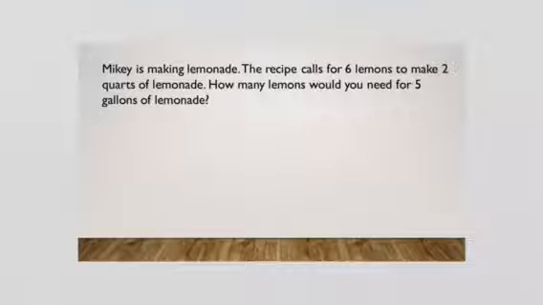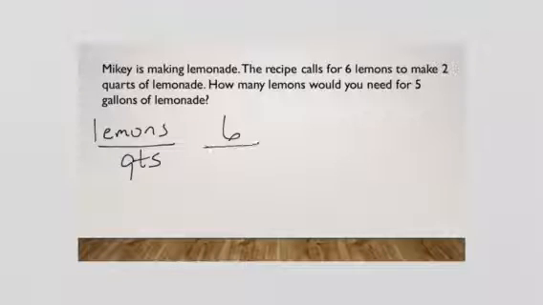Mikey is making lemonade. The recipe calls for 6 lemons to make 2 quarts of lemonade. How many lemons would you need for 5 gallons of lemonade? Okay, so right now the first thing we need to do is figure out what we're comparing. We know that we're comparing lemons to quarts. That is one of our ratios. So that means that whatever we do, we have to make sure that we use the same units. So in this case, it's 6 lemons for every 2 quarts. Equals, when we're trying to find out how many lemons, that's a question mark, for 5 gallons.